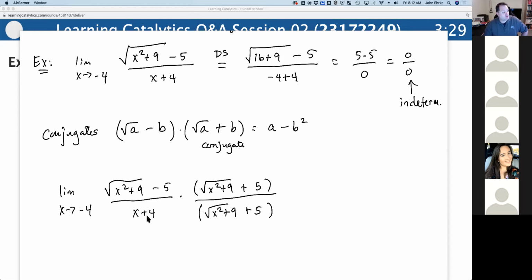My advice to you is when you do this, do not distribute this x plus 4 into this term. Leave these two terms separate on the bottom, and then just evaluate it after you get a cancellation. All right, I'll let you work on that for a little bit, and then we'll see where we are. If you have any questions, feel free to ask.